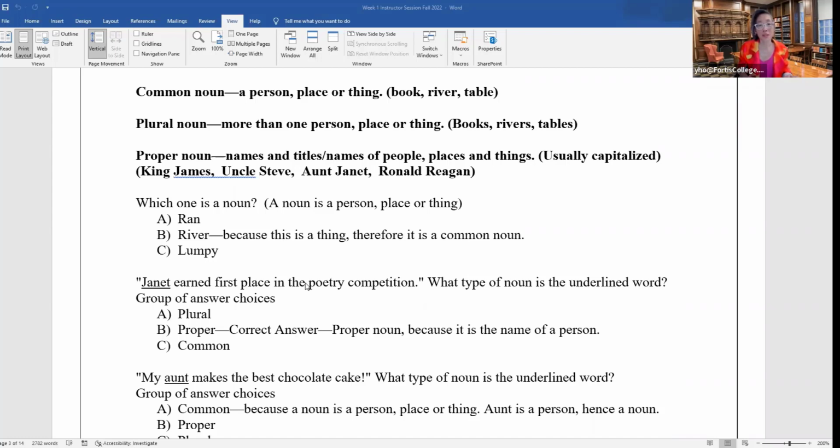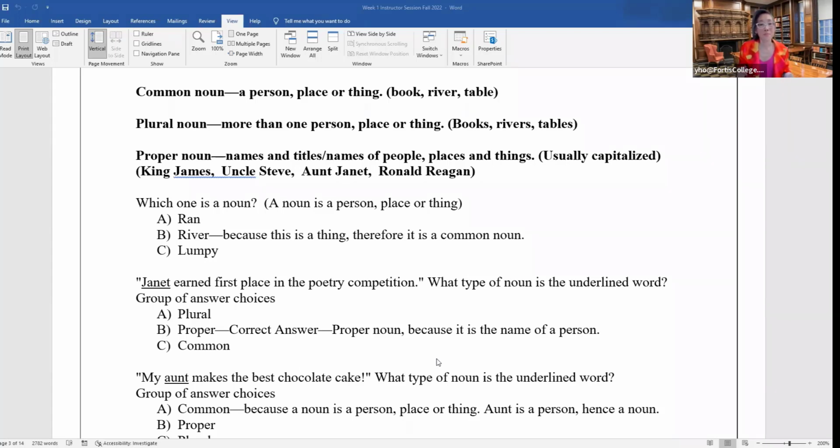Janet earned first place in the poetry competition. What type of noun is the underlined word? Is it A, plural, B, proper, or C, common? And so the correct answer is it's a proper noun because it is the name of a person.